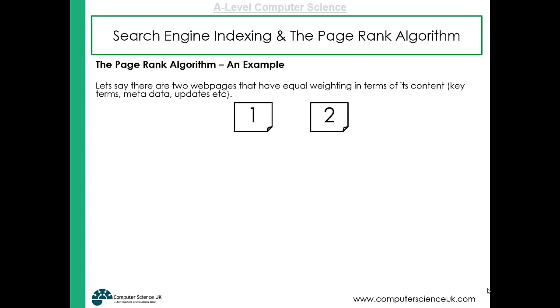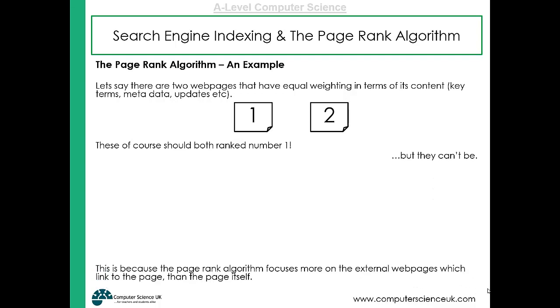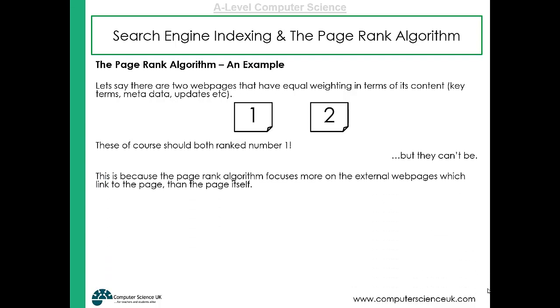So imagine you've got two web pages, and in terms of their content, the keywords that they contain on the page, the metadata, whether they're updated regularly or not, let's imagine that they have equal weighting. Now obviously they should both be ranked number one based on that fact. There's nothing between them. Now they can't be, and the PageRank algorithm, what it does is it will focus, in addition to that, on the external web pages which link to the page.